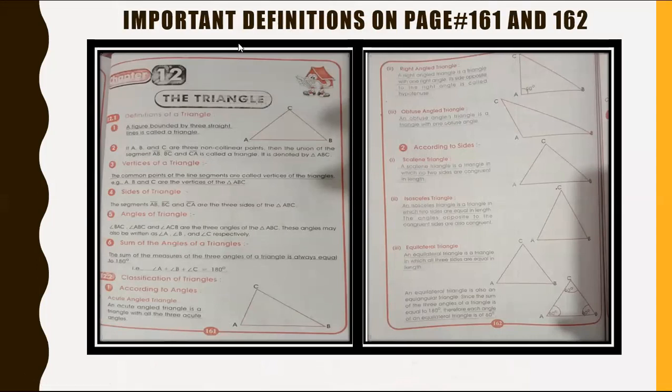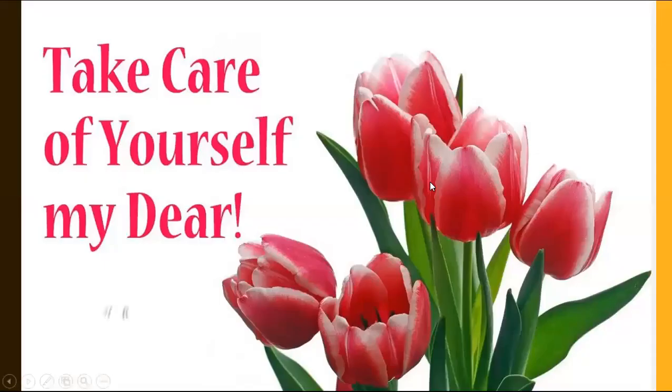Here you have to write down the definition of triangle with the diagram. Then for classification, write the heading according to angles. Then write the definition of acute angle triangle with the diagram, then right angle, then obtuse angle triangle with the diagram, then scalene, isosceles and equilateral. Clear, students? Yes, in geometry copy, Ryan.